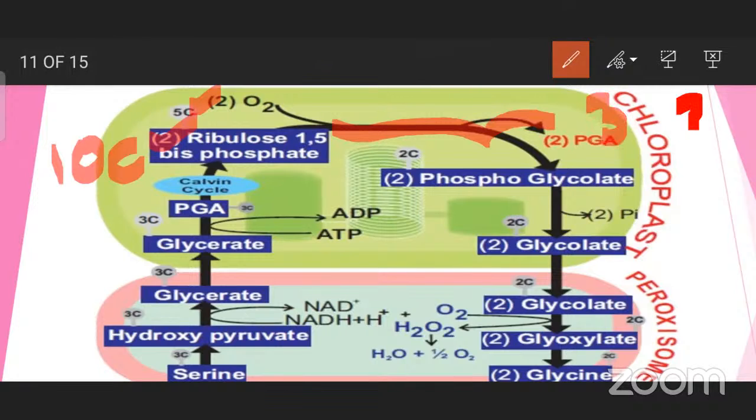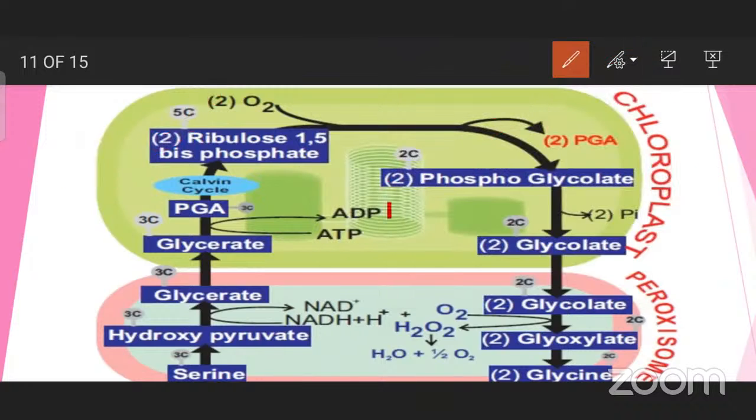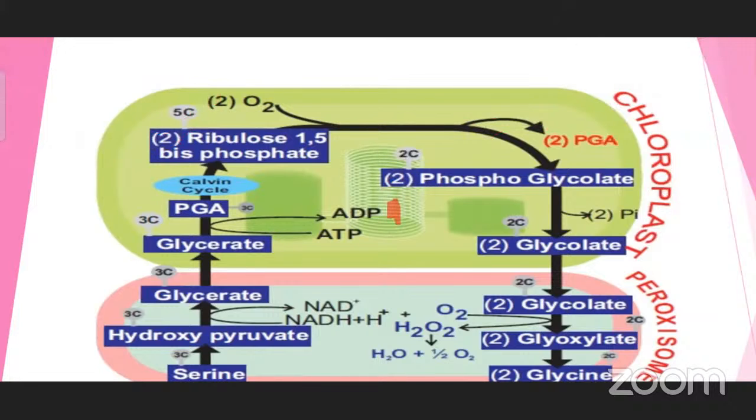3 carbon, another PGA having 3 carbon. Okay, so 2 molecules of PGA are formed, and here 2 molecules of phosphoglycolate are formed, each one having only 2 carbon. As you can see clearly, it is mentioned 2 carbons, means 2 carbon and 2 carbon. You can see both are separated, but they are there in the chloroplast. I hope you are understanding the number of molecule count and carbon count clearly without any confusion.